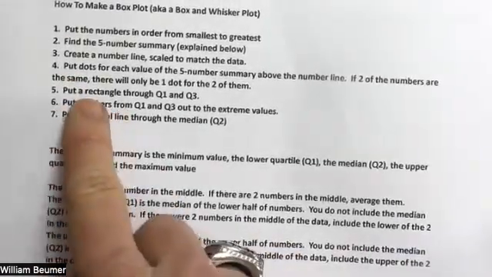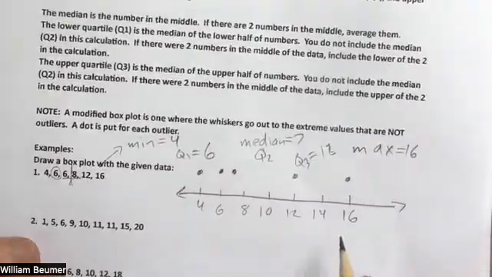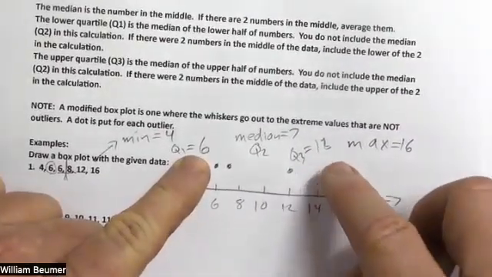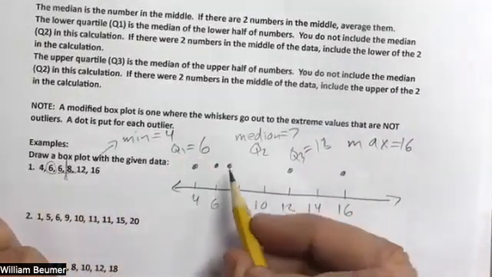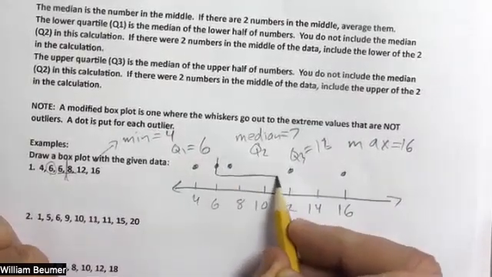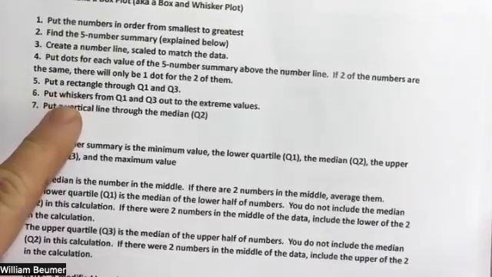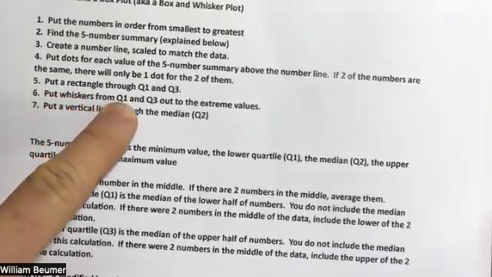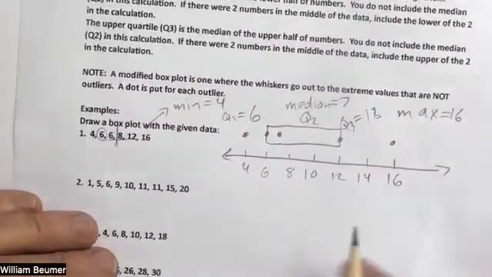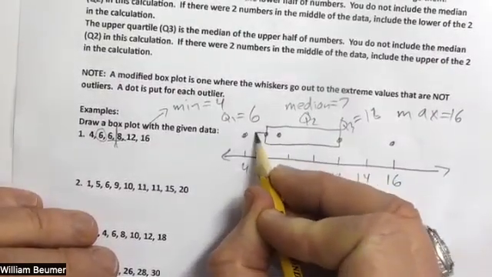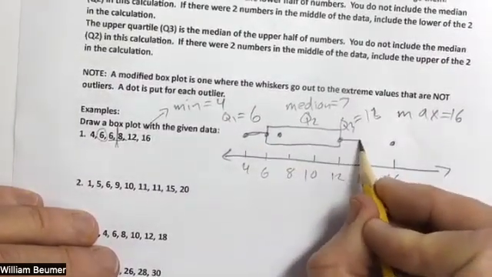Step 5, put a rectangle through Q1 and Q3. Q1 is 6, Q3 is 12, so I'll put a box through Q1 and Q3 like that. The next step is to put whiskers from Q1 and Q3 out to the extreme values. I'll put a whisker from Q1 out there, and I'll put a whisker from Q3 out there.